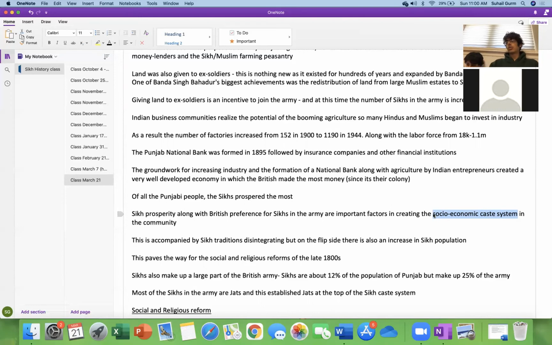We have that in America here too. We call it white collar and blue collar. White collar jobs are really good, high paying jobs that require education, like engineers and lawyers and businessmen, doctors and managers, all those things. Then blue collar is like the lower socioeconomic caste.